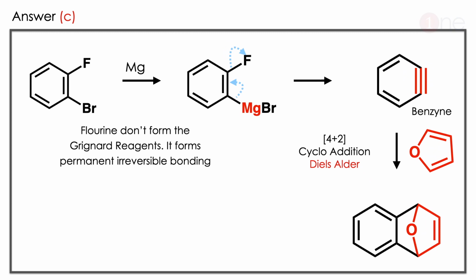The answer is C. Let us see how. In the benzene ring, fluorine and bromine are there. Then you are using the Grignard reagent. A Grignard reagent cannot form with fluorine because fluorine forms a strong bond. So the Grignard reagent forms with bromine, and the aryl magnesium bromide will be formed.